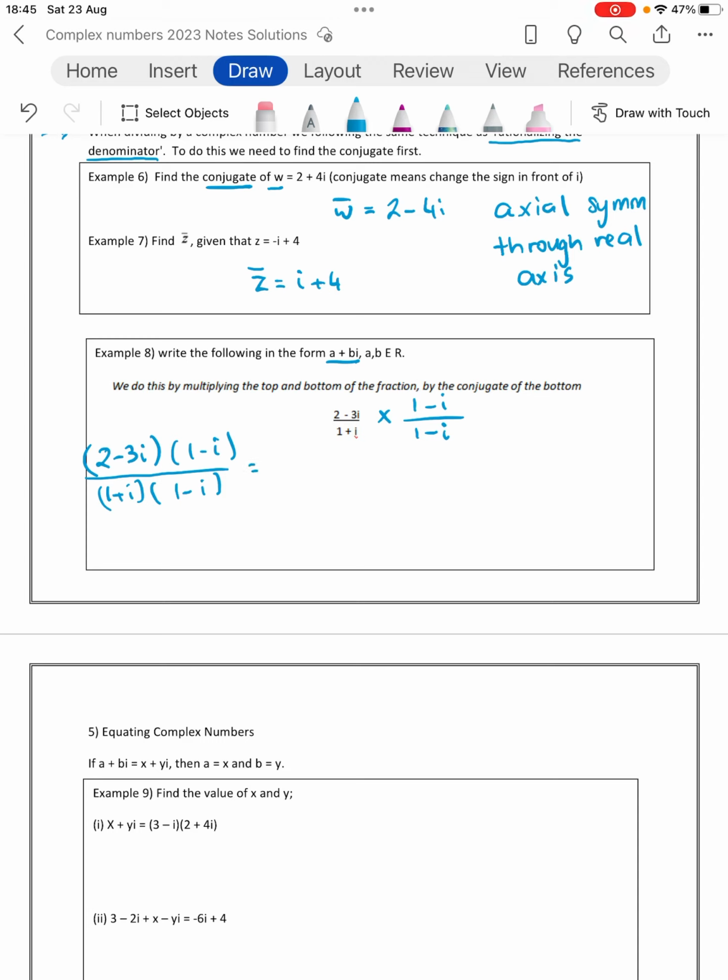So I'm going to multiply them straight out, and I'm going to do 2 by the second bracket and minus 3i by the second bracket. So 2 by the second bracket is going to be just 2 minus 2i. Minus 3i by the second bracket will be minus 3i and plus 3i squared. And remember from earlier, our i squared is going to change to be minus 1. On the bottom then, I'm going to multiply the first by the second bracket and then the second part by the second bracket. So 1 by the second bracket will give me 1 minus i. i by the second bracket will give me i and minus i squared.